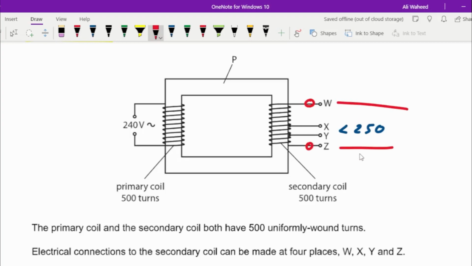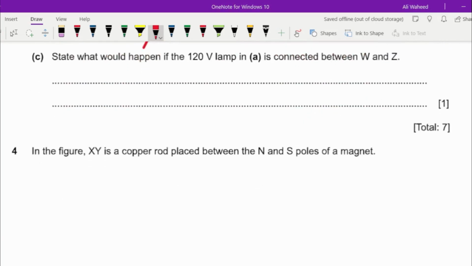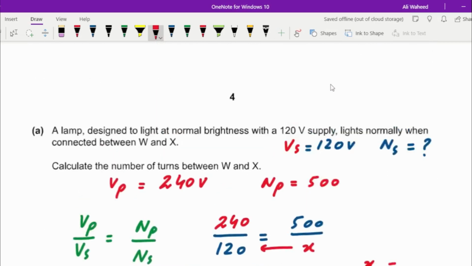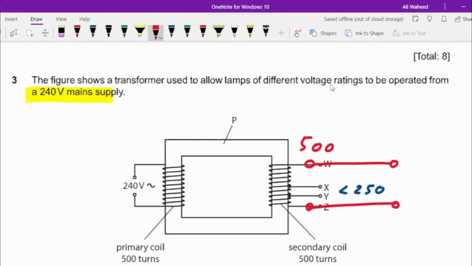Between W and Z, how many turns are being used out of 500? Think about it. Between W and Z, how many turns are being used? Matter of fact, between W and Z means you're using the entire coil as it is. So using 500 turns, right? So the thing is, the voltage across the lamp would be, in this situation, 240 volts, because once you had 500 turns on the primary, you were having 240 volts, and if you use the same number of turns on the secondary, you'll be getting the same voltage.